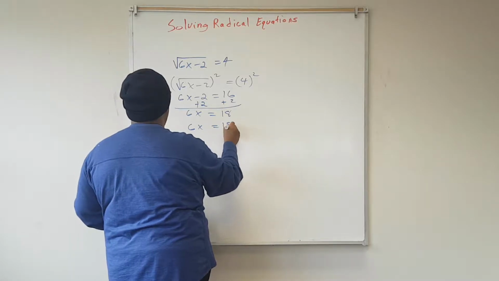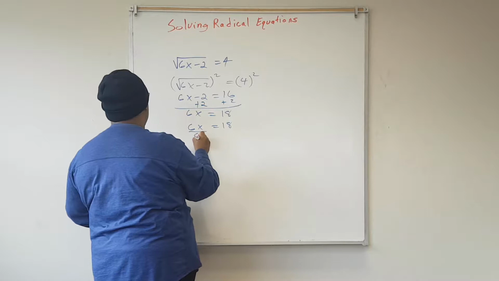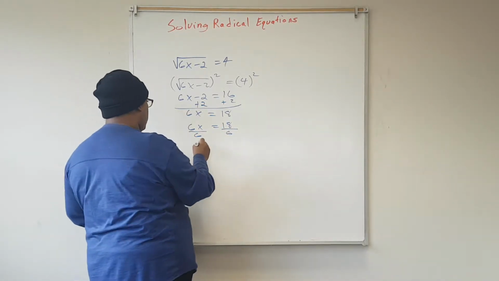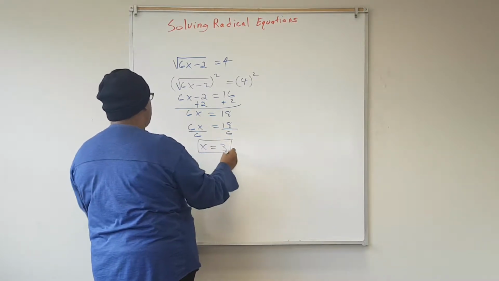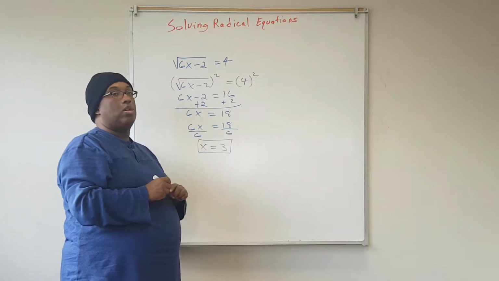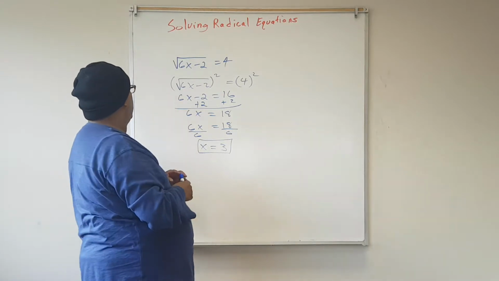6x equals 18. We need to divide both sides by 6 to isolate the variable. That gives us x equals 3. Now, before you box your answer like I just did, you should always check to make sure this answer is a valid answer. So we plug it in.